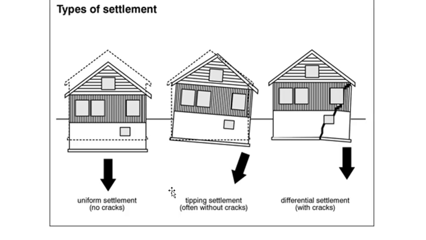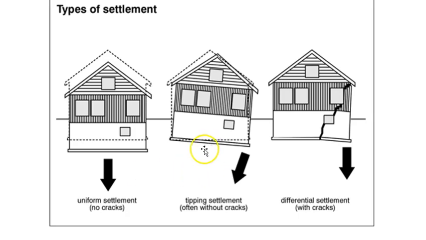Another image depicting these types of settlements. So again, here we see uniform, and the telltale sign is that typically there are no cracks, the whole building has just lowered. Again, not particularly common, not unheard of, but not particularly common.